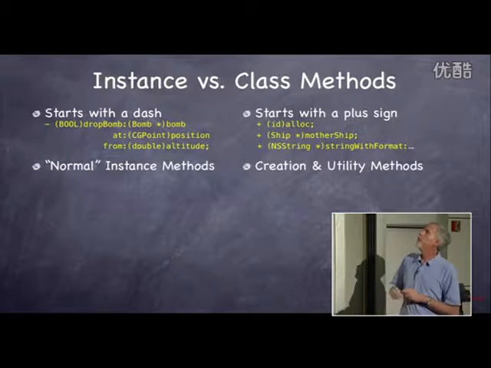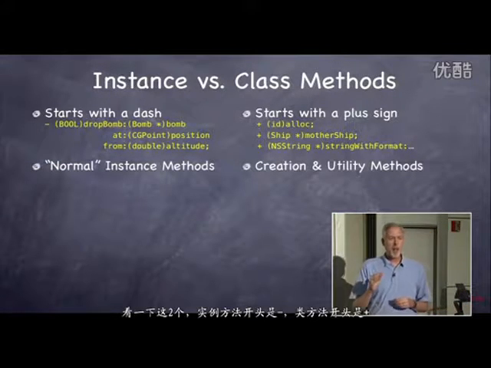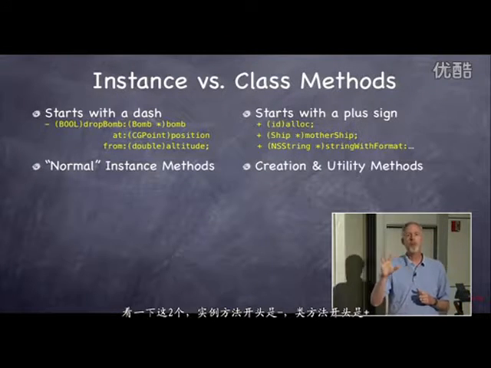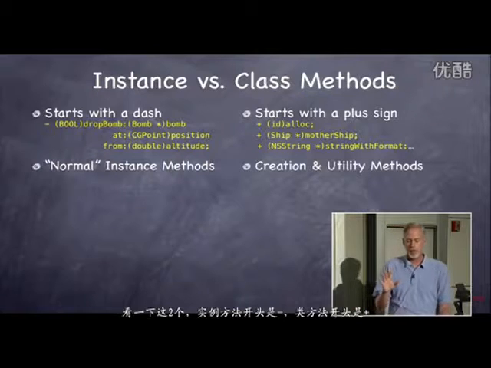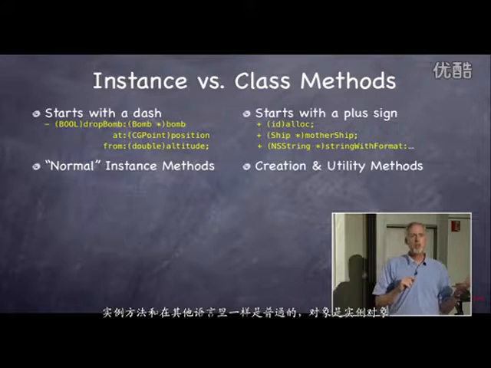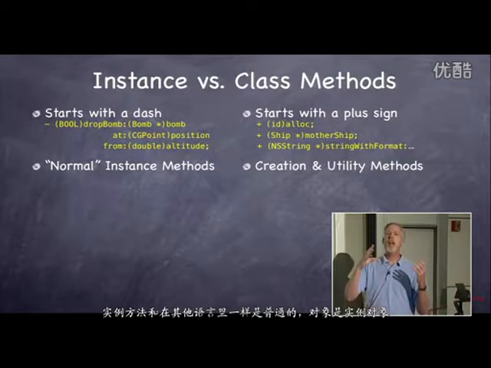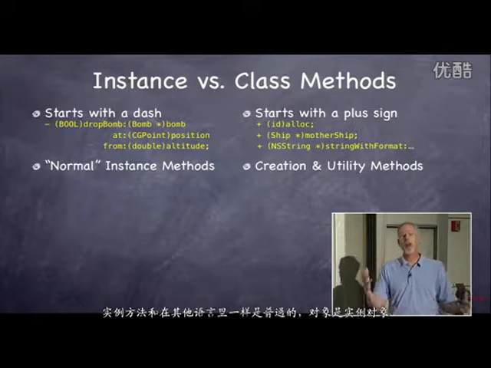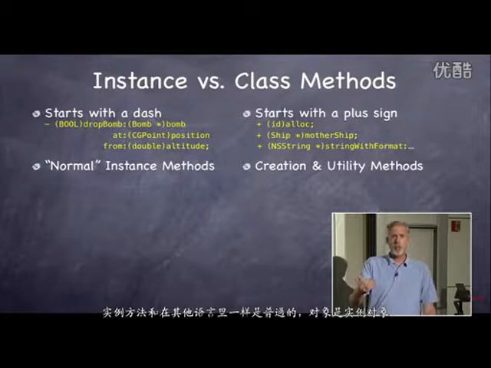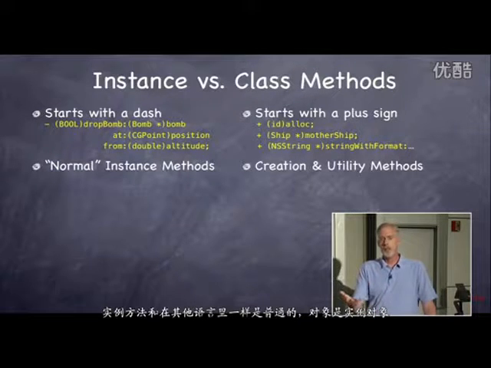So let's look at these two. Instance methods start with a dash. You see they have the dash on the left. That's all we've defined in the walkthrough, instance methods. Class methods start with a plus. You can see some examples on the right there. Instance methods are normal everyday methods like you're used to in all other languages, in Java and all that. You send these messages to instances, to objects, and they implement them.